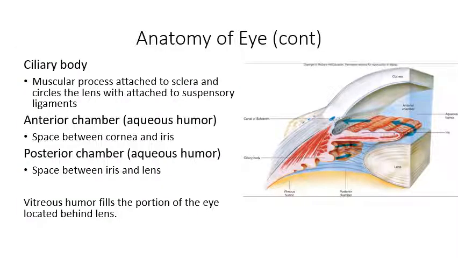Just looking at a close-up of this, here's the ciliary body. This is a circular type muscle. When it contracts, it's going to shorten the circle. When it relaxes, it's going to open up. And we have the anterior chamber here. That's going to have our aqueous humor, and behind the lens, our posterior chamber, we have the vitreous humor.